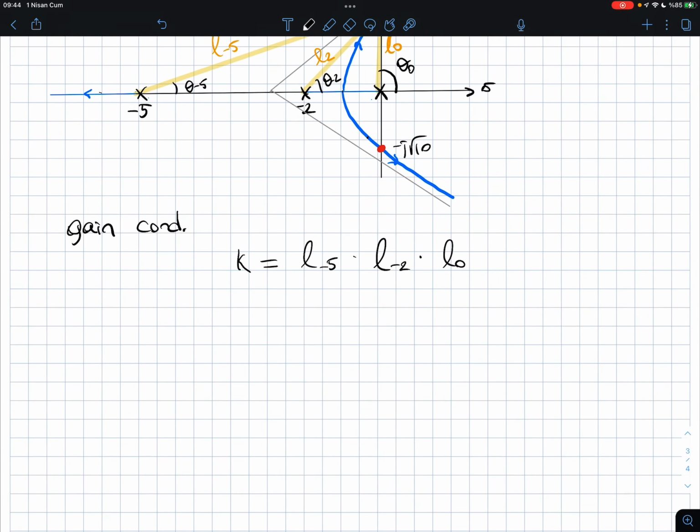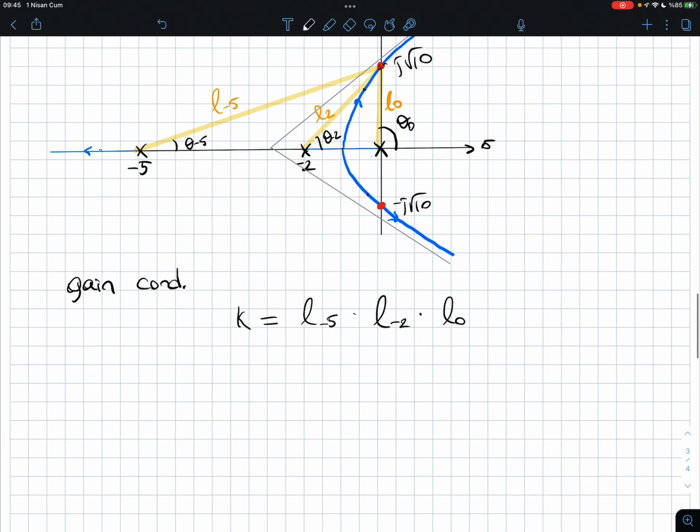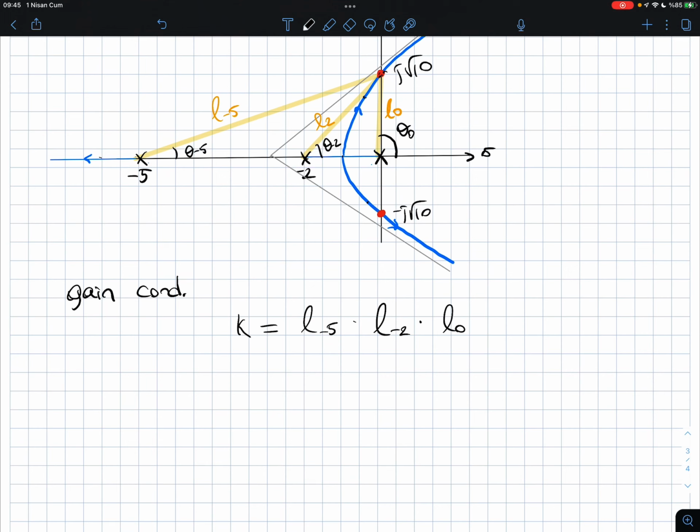So the multiplication of the distances should give me K. If I would have had any 0, then I would divide by the distance of that 0. If I have a 0 at Z1, then I need to divide the distance of the 0 to the design point. Since I don't have any 0, I'm going to omit that. So, now since I know the coordinate of the design point, what I can do is I can do the following.